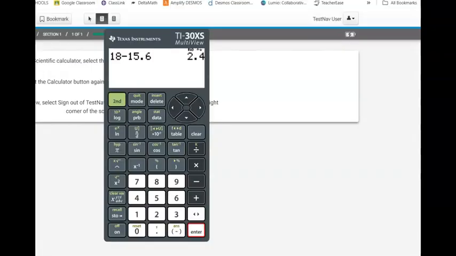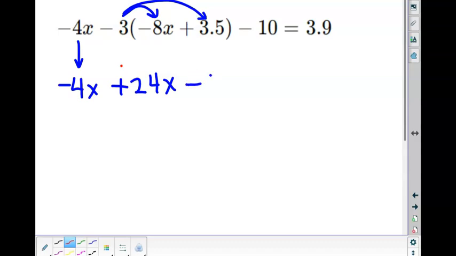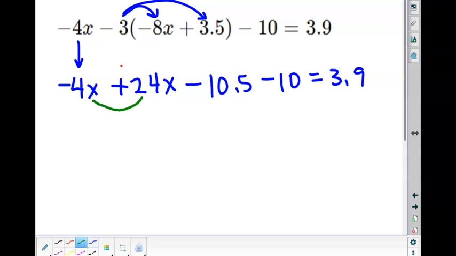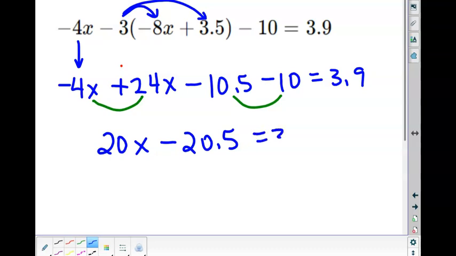So -3 times 3.5 is -10.5. I didn't want to get that wrong, so I used my calculator. Now I'm just going to copy everything that's left in the equation here. Ooh, my left side is quite long. So I'm going to combine these variable terms, and I'm going to combine these constant terms. That gives me a 20x minus 20.5. And now I'm going to add 20.5 to both sides.